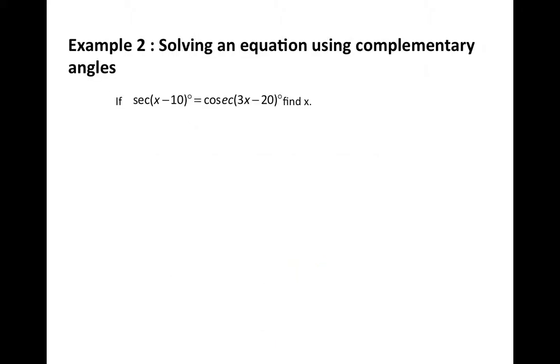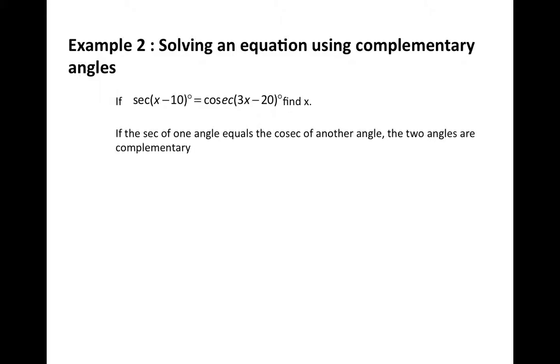Example 2 is a slightly different approach. We need to solve an equation. So solving an equation means find x in this case. So what are we going to do here? Well, we recognise we've got a statement that the sec of one angle equals the cosec of another angle. And we know if the sec of one angle equals the cosec of another angle, those two angles must add to 90 degrees. So the two angles are complementary.